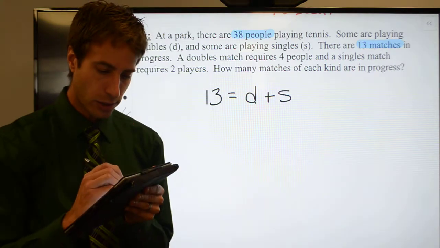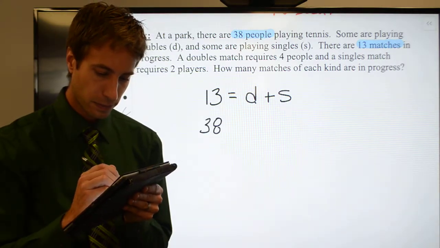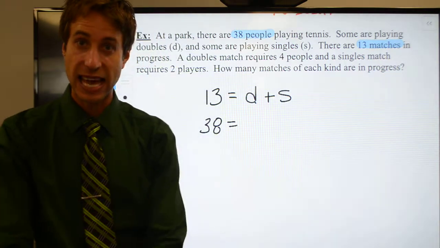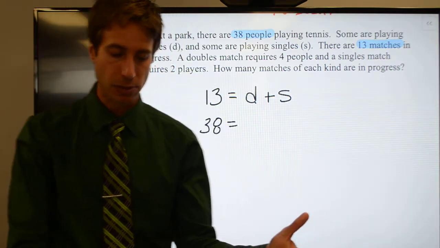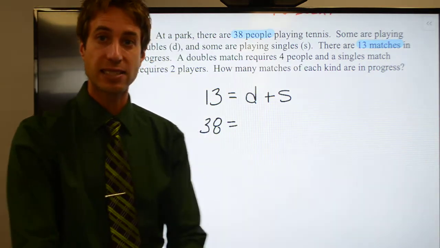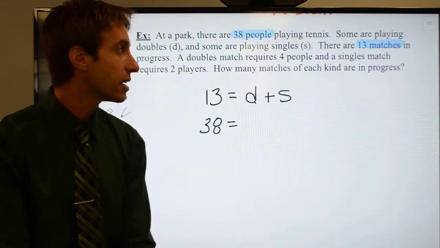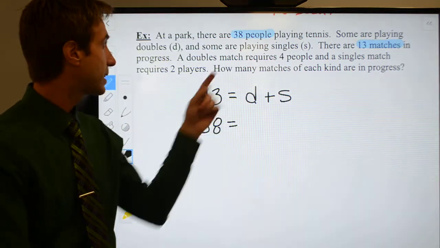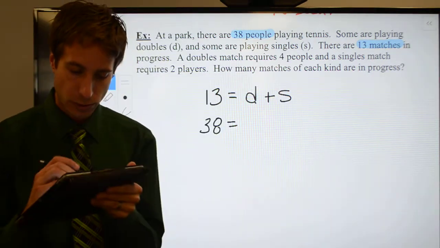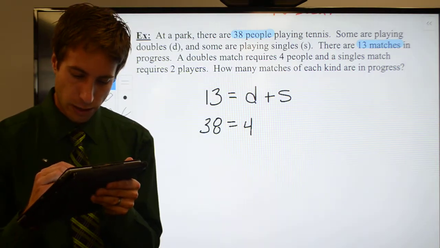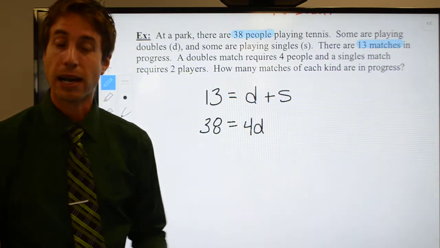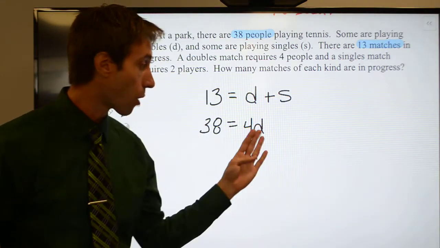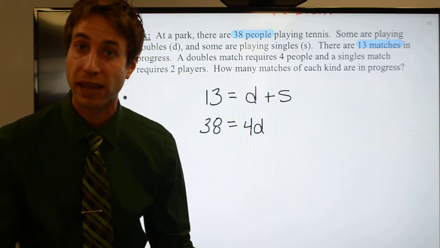My other total is 38. There's a total of 38 people playing tennis. Some of them are playing doubles matches. Some of them are playing singles matches. So the question is, how many people are required to play a doubles match? Well, I tell you, you need 4 people to play a doubles match. So 4 times D. There are 38 people, and 4 are required to play a doubles match.